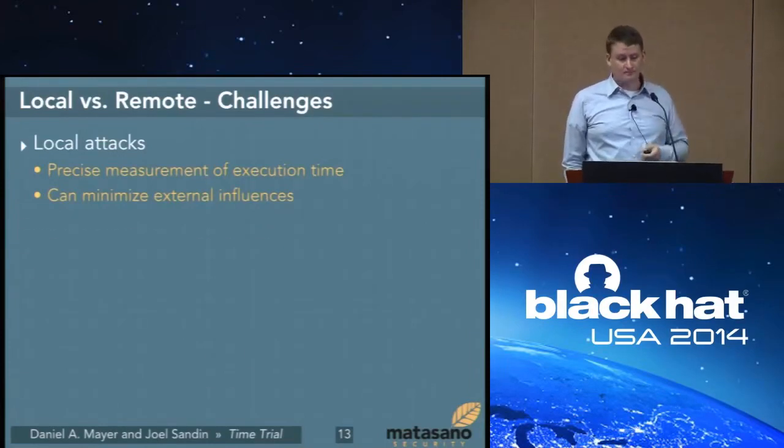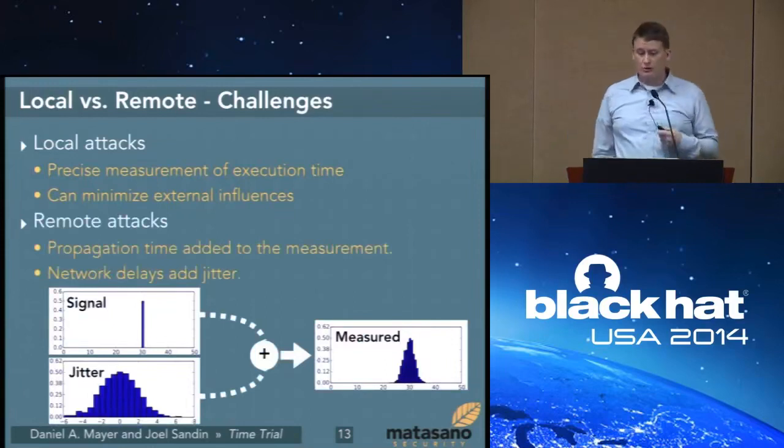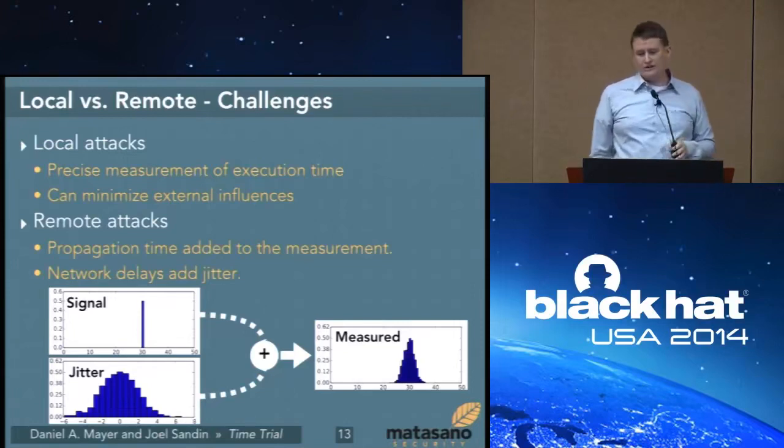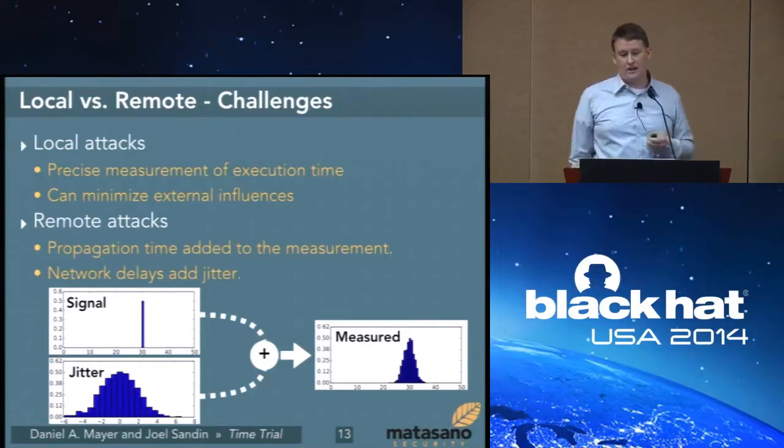When we're doing a remote timing attack against a target on the internet, we can't measure the execution time of the target directly. The only thing we can measure is the round trip time to the target. That includes the propagation time, the time it takes for us to send our request, the execution time, and the time it takes for the server to respond to our sensor. So what we're looking for here is the signal, which is the execution time.